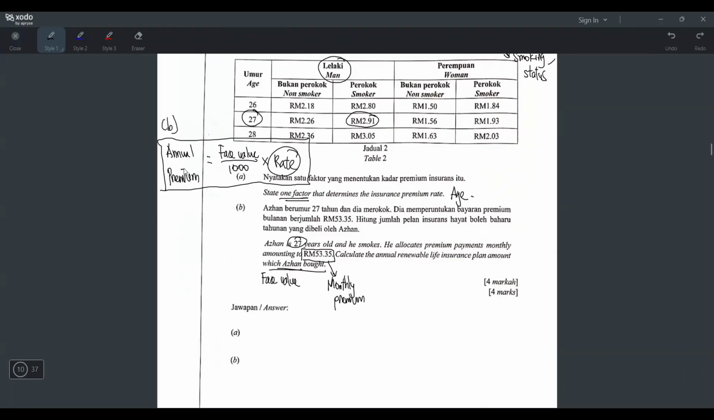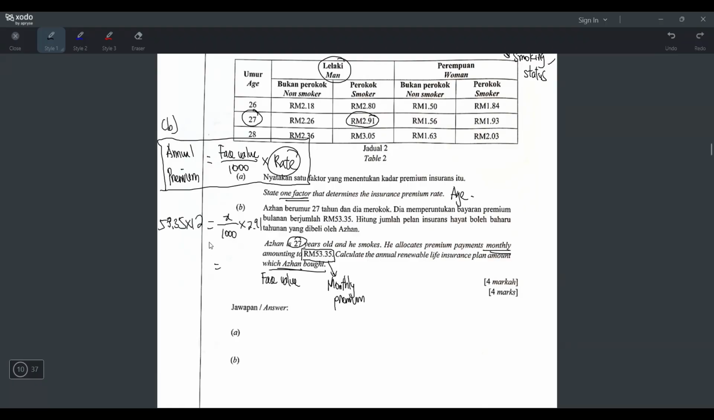For the annual premium, you already have 53.35, but you have to times 12. You know why, right? Because this one is monthly, the question mentioned it. And in this formula, we have to put in the annual premium. So that's why it's times 12 equals face value. For the face value, I don't know, I want to find it, so I've just called it X for now. Divide by 1000 times the rate. The rate I get from the table already, 2.91. And now you can find your X.